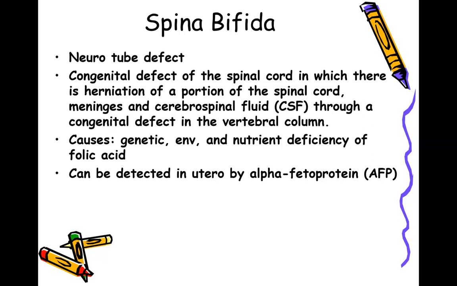It's going to be mostly genetic. Can also be environmental influences as well as a nutrient deficiency of folic acid. We talked about that a lot last unit, how important folic acid is. Can be detected in utero by the alpha fetal protein test. They can also see this in ultrasound.